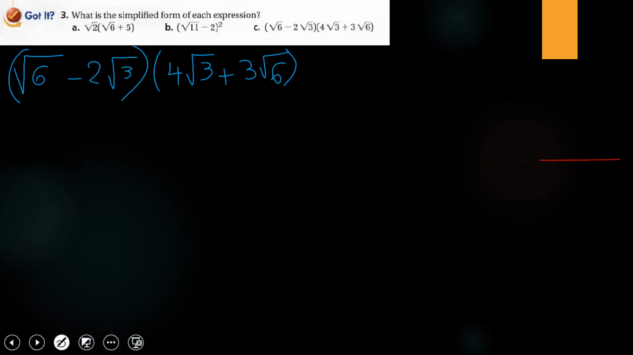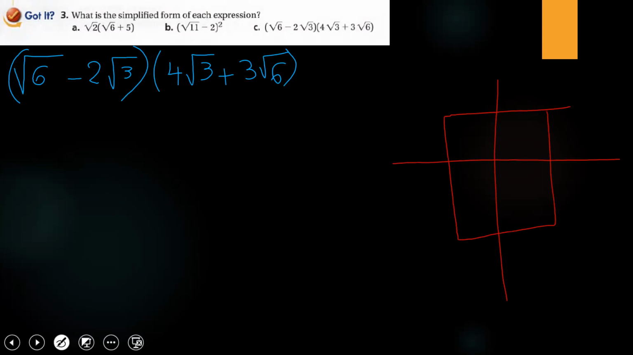Here we have square root of 6 minus 2 square root of 3, times 4 square root of 3 plus 3 square root of 6. Here we can use the distributive, we can use the FOIL, we can use the table as you want. You can use the horizontal way as you want. Let's use now the table.